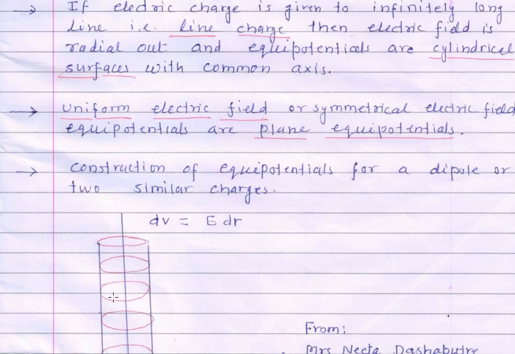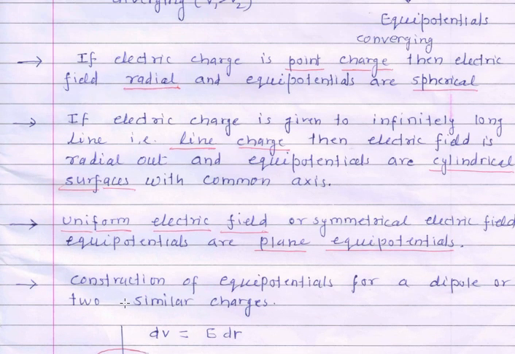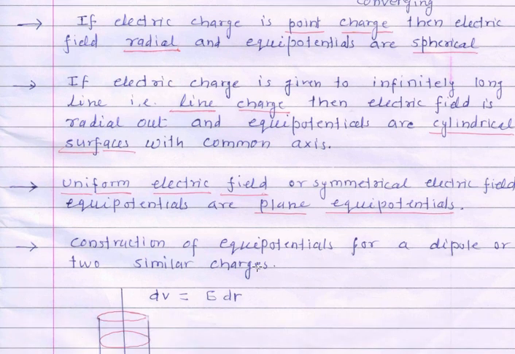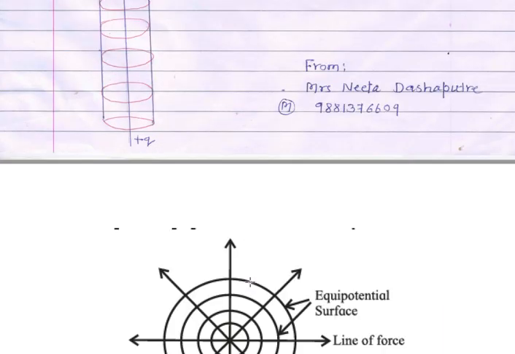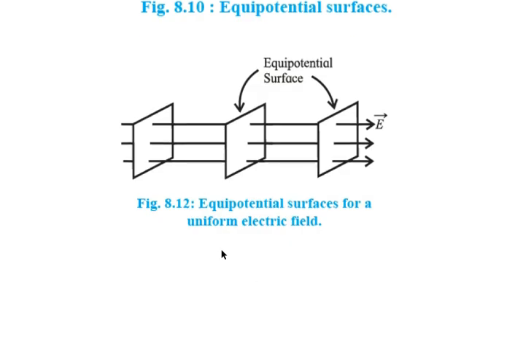So again, if the charge is a line charge, then the electric field is radially outward and the equipotentials are cylindrical surfaces with a common axis. Alright. Then the third one is the uniform electric field. For the uniform electric field, again consider the diagram from the textbook. This is the uniform, symmetrical electric field. All the lines are parallel to one another because it is uniform.